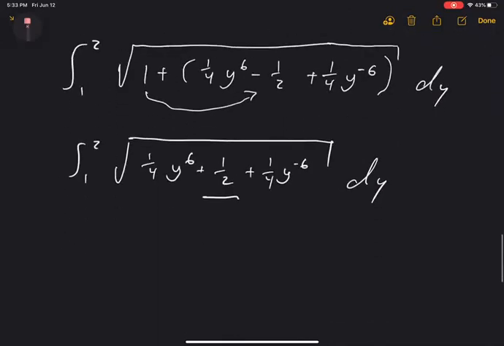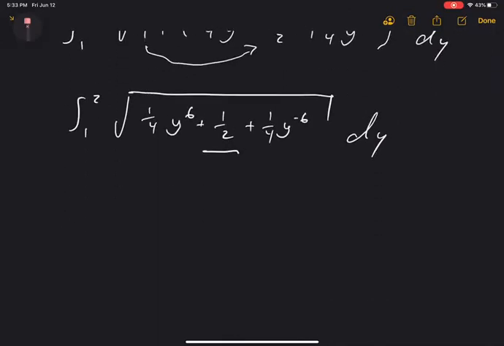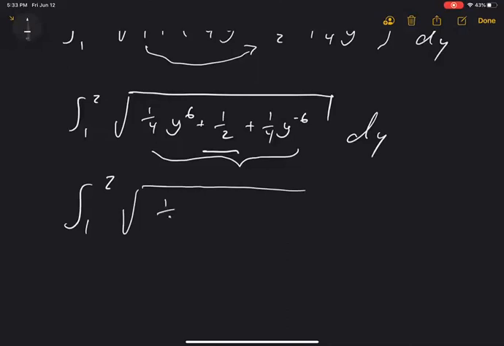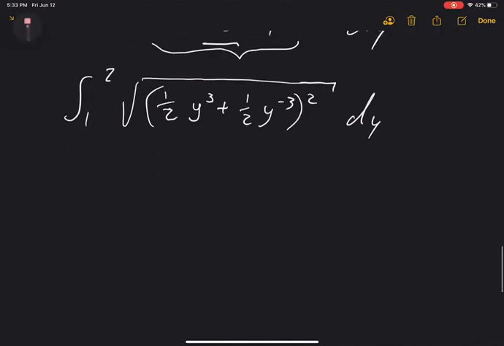Well, it turns out if we look at it a bit closely, this stuff here is actually a perfect square, and it's equal to 1/2 y cubed plus 1/2 y to the negative 3, squared. Okay. So I have a square root of a square. So the square root and the square are going to cancel.